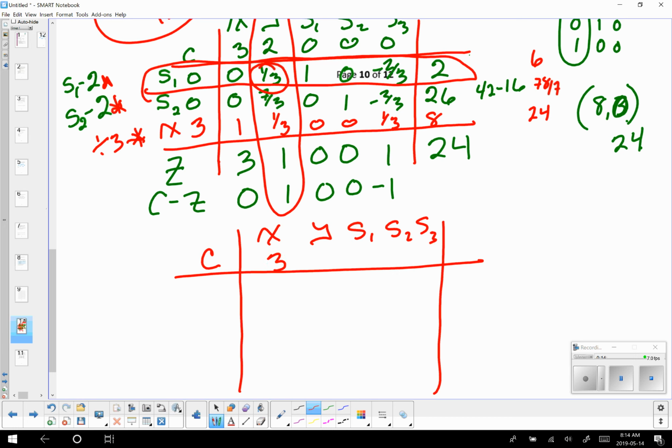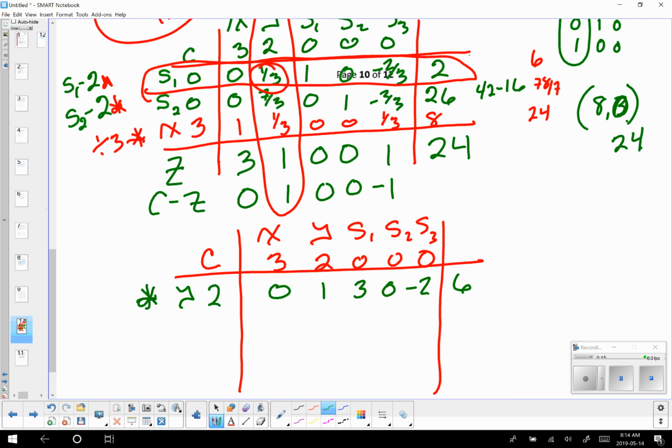So 3, 2, 0, 0, 0. And my pivot point must be 1. So this time I'll make my special line green. And I'm going to bring in y. But in order to make that third 1, I'm going to have to multiply by 3. So it will be 0, 1, 3, 0, minus 2, and 6.